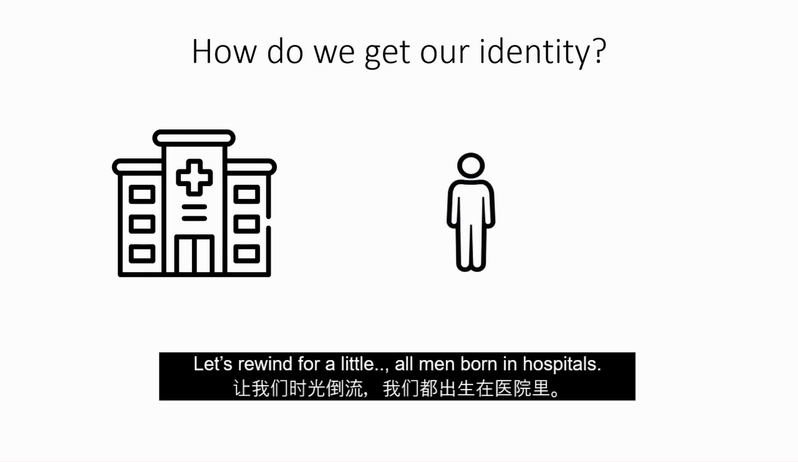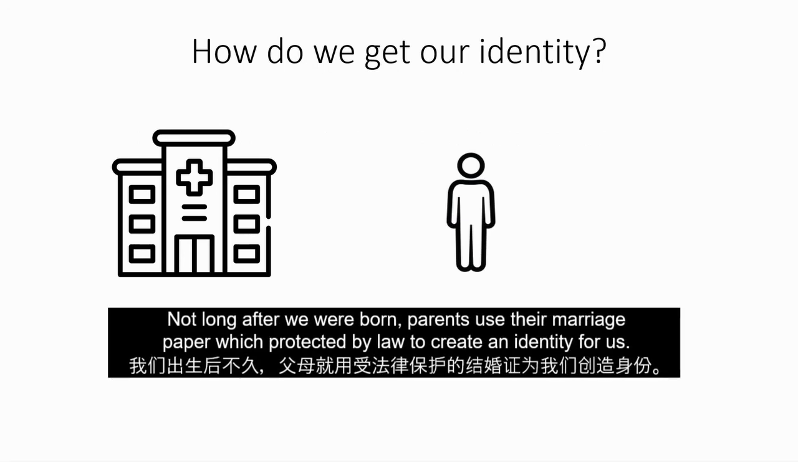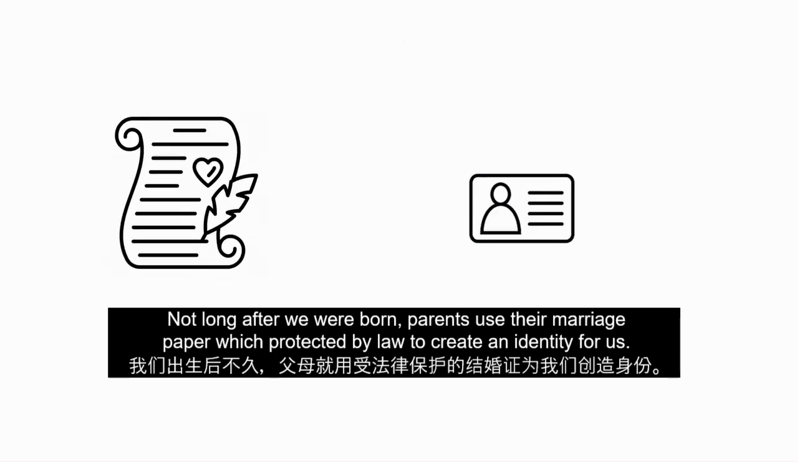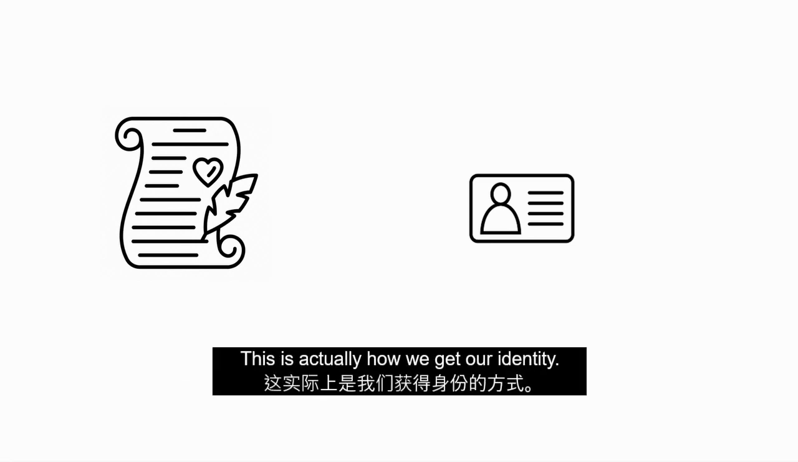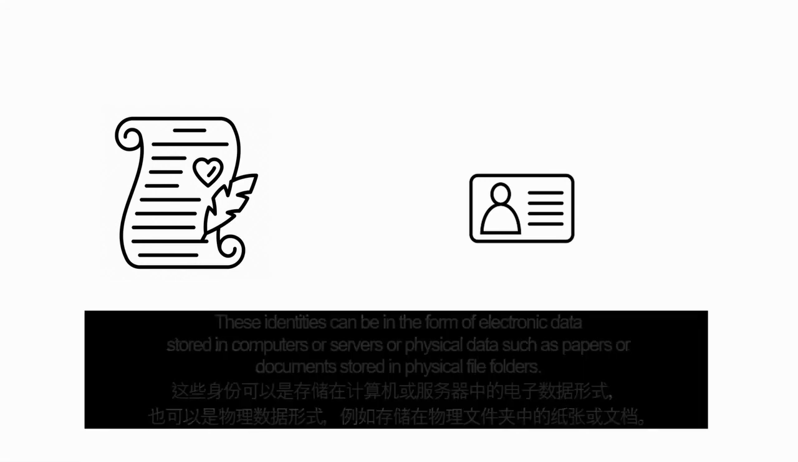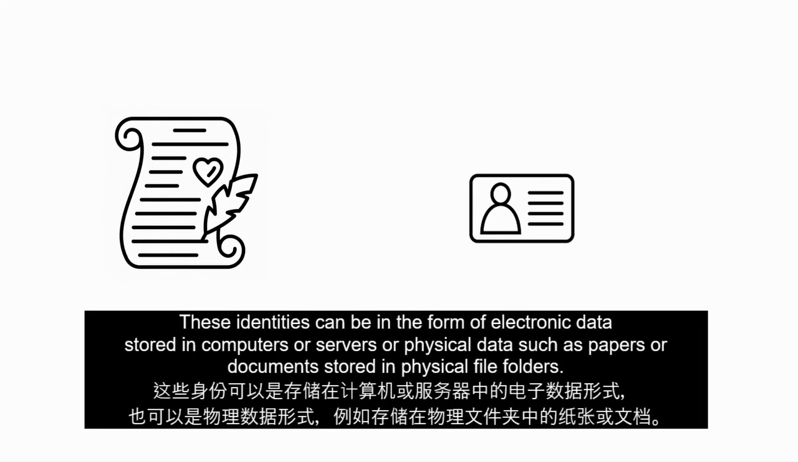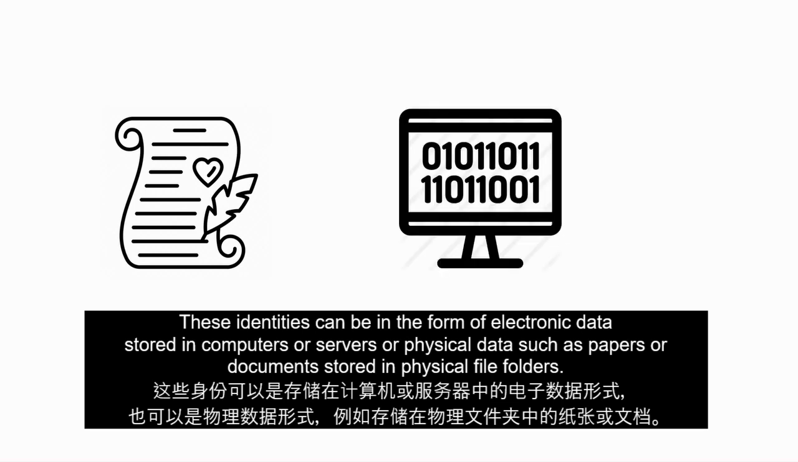All men are born in hospitals. Not long after we were born, parents used their marriage paper, which is protected by law, to create an identity for us. This is actually how we get our identity. These identities can be in the form of electronic data stored in computers or servers, or physical data such as papers or documents stored in physical file folders.